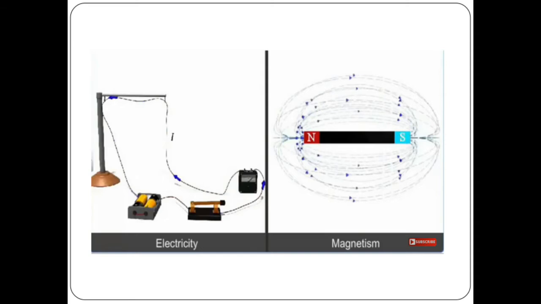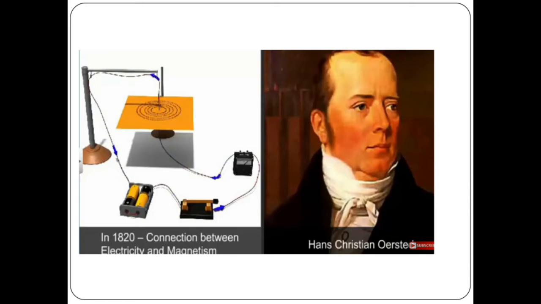In olden days, before 200 years ago, electricity and magnetism were considered different phenomena, independent of each other, not related. But nowadays we found that electricity and magnetism are interrelated, interconnected. One causes another. Moving charges will produce a magnetic field. At the same time, changes in the magnetic field create electricity. So all this we know.